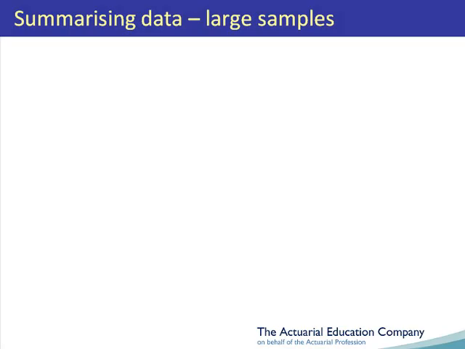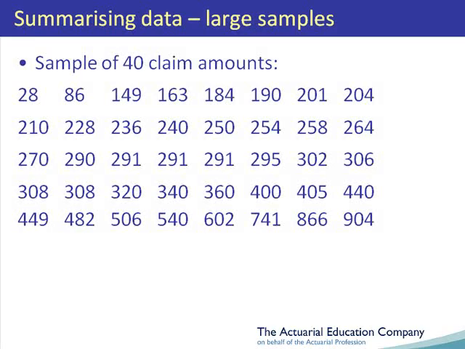Data samples usually contain more than 10 values. How can we summarize data for samples containing larger numbers of values? Let us now suppose that the values we had before are actually part of a larger sample of claim amounts. Here is the full sample of 40 claim amounts. For larger data samples, there are other ways in which we can summarize the data. We start by constructing a frequency distribution for the data.